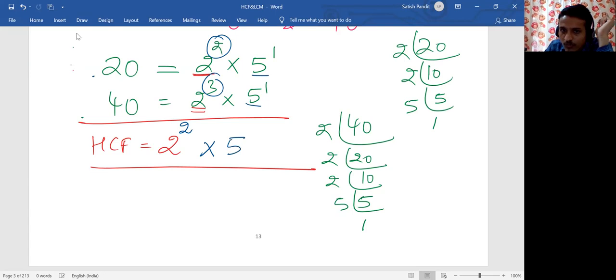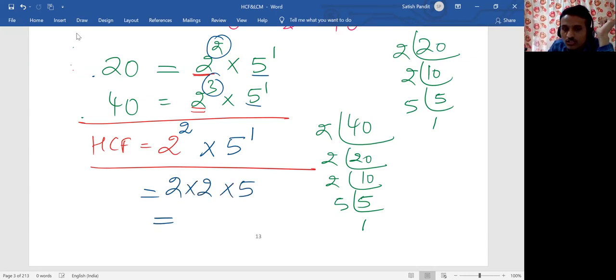So for 5 you write: what is the lowest power of 5? 1. So the answer is 2 to the power 2, which is 2 into 2, and 5. So 2 to the 4, 4 5s are 20. HCF of 20 and 40 is 20.